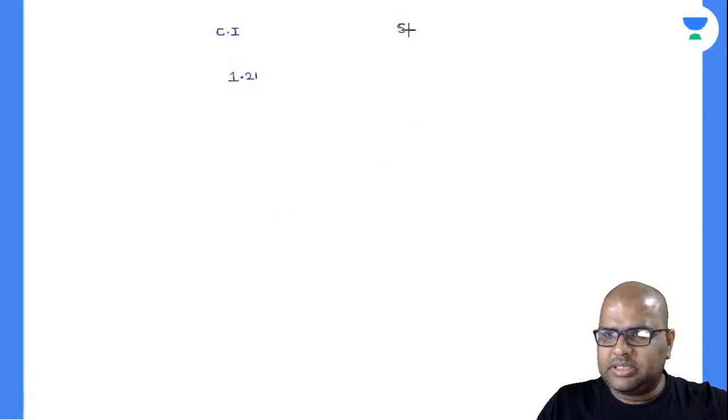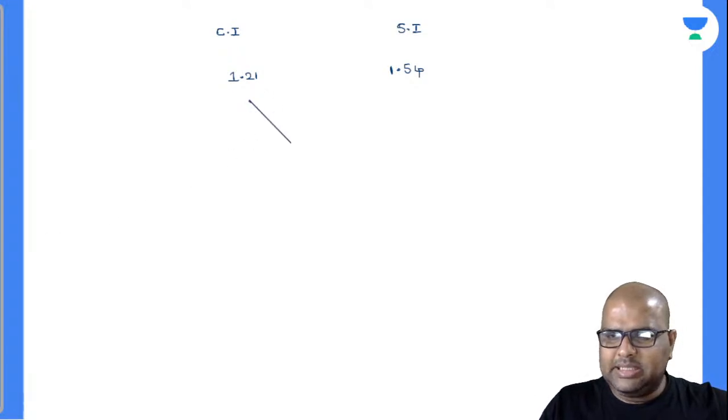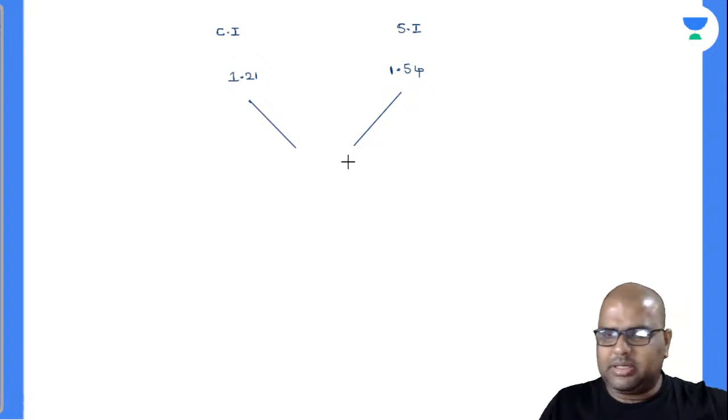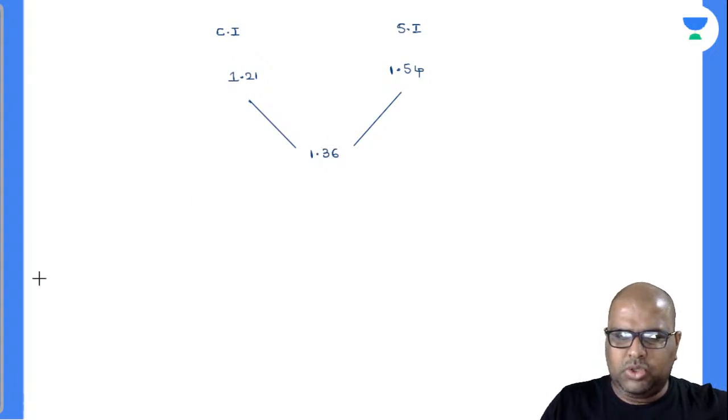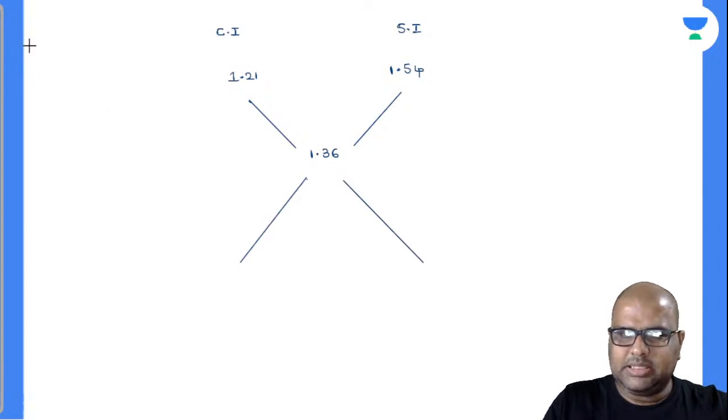So see here, this is your compound interest value. It became 1.21. I'm not writing the variable values. What about your simple interest? Your SI became 1.54. By the end of the day, what you have checked is the whole sum has increased by 36%, that is 1.36. By alligation rule, can you calculate this? Yes, you can.